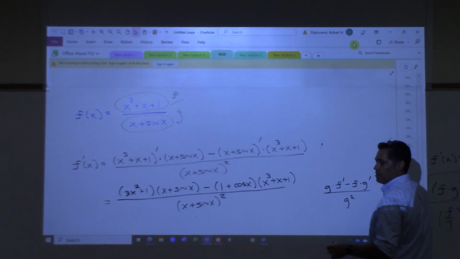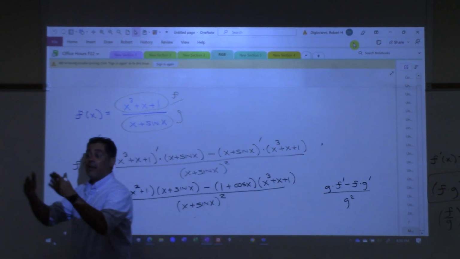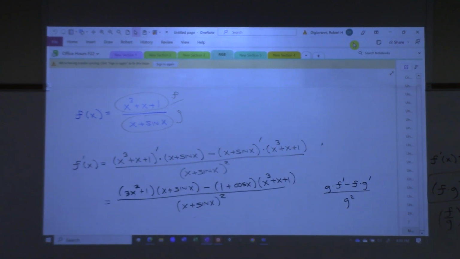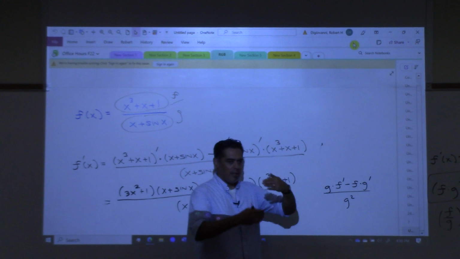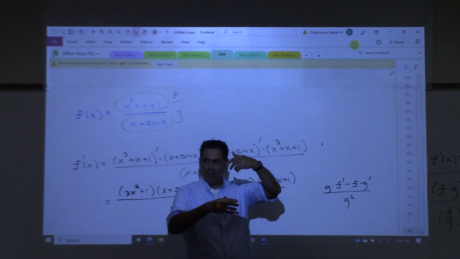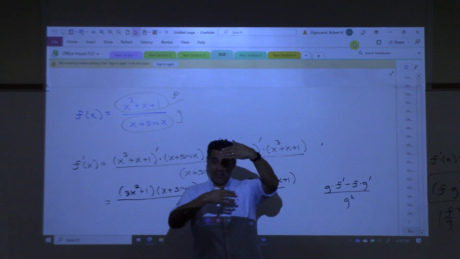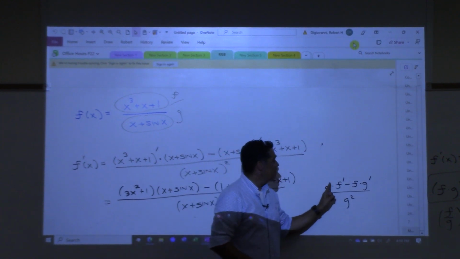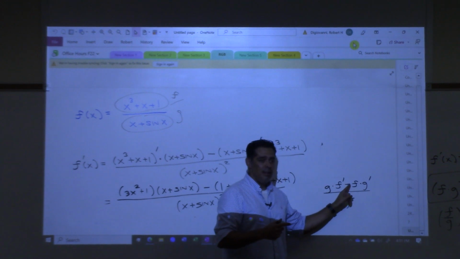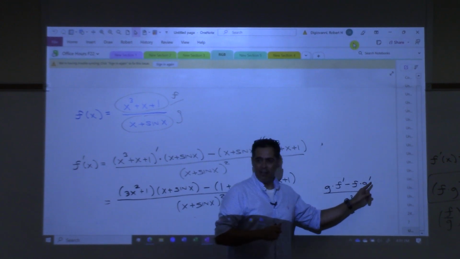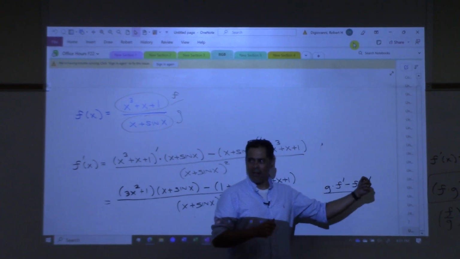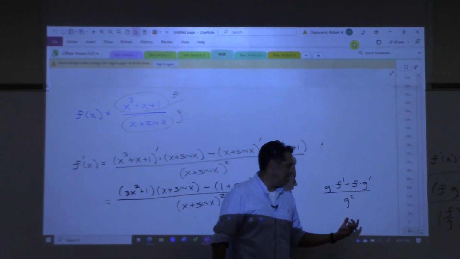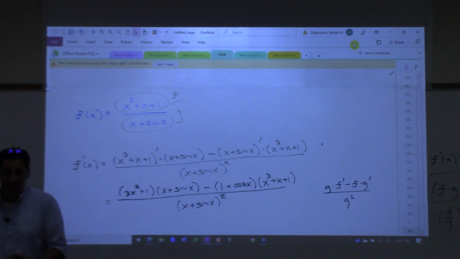So the way this goes, it's like a cute little saying: low D high minus high D low, all over low squared. How many of you have heard that before? Okay, only one, two. It's cute. If you want to do that, that's fine. However, it only works for the book's formula because when you look at f over g, low is the bottom one, high is the top one. So low D high, low times the derivative of the high. Low D high minus high, the top one is the high one, D low, derivative of the low one. Low D high minus high D low, all over low squared. It's cute, but I don't like cute things.